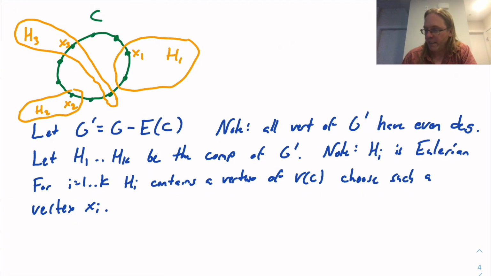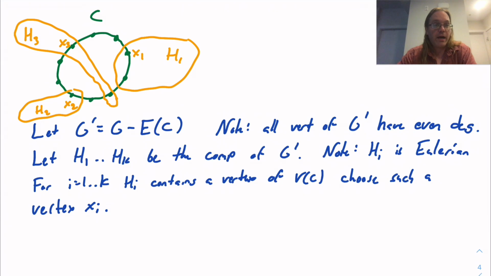So these things can kind of interleave in the manner I've drawn here. However, the Hi's are all going to be vertex disjoint, right? You won't have a vertex that's in H1 and H2, because H1 and H2 are components of some graph, so their vertex sets are necessarily disjoint. So H1 will contain some vertex x1 that's on our cycle C, H2 will contain an x2, and x1 and x2 will not be the same, and so on for all of them.